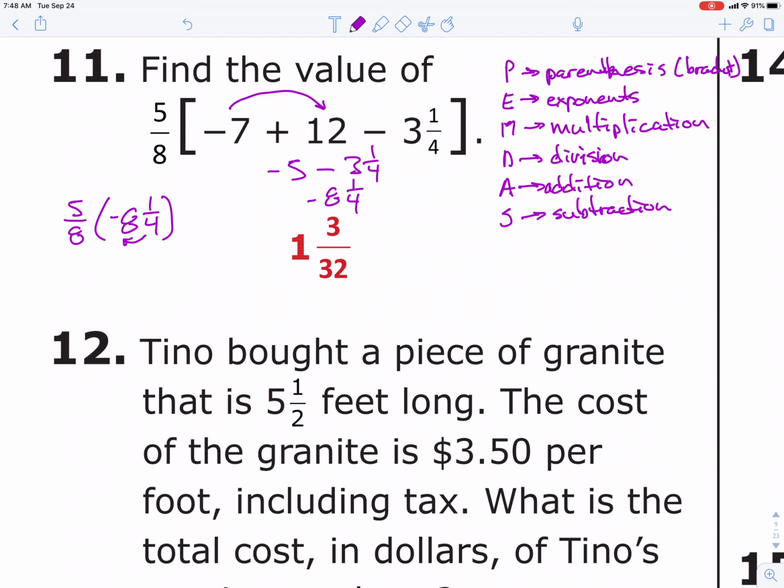Anyway, I need to make that into an improper fraction. 4 times 8, that's 32, plus 1 is 33, so that's 5/8 times 33 over 4. And I just multiply straight across. 5 times 33, that's 165. 8 times 4, that's 32. Now I got to figure out, okay, how many times, 4 times 8, 32, 33, yeah, 33.